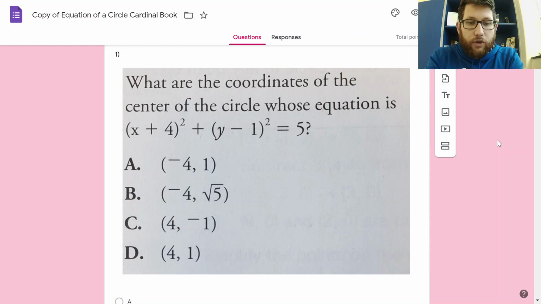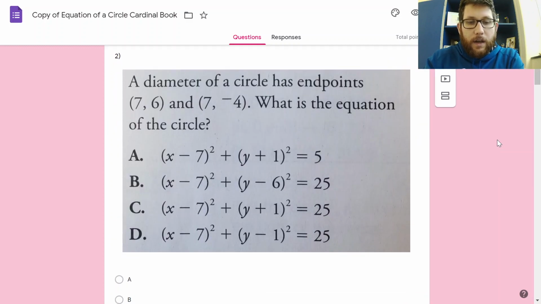So in this case, this first one asks, what's the coordinate of the center of the circle? Okay, so we're going to use what we know is the standard equation of a circle, know what our center is, what our radius is. Okay, so that one should be pretty easy.